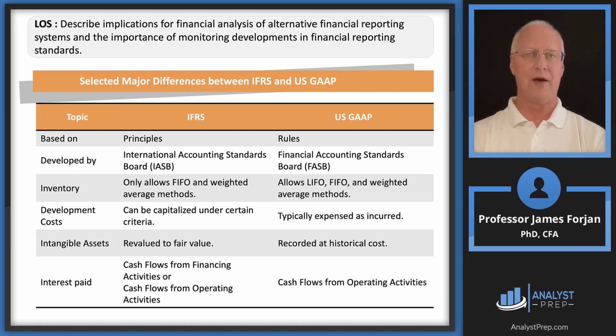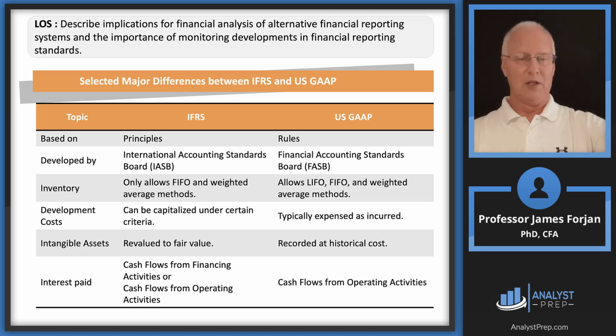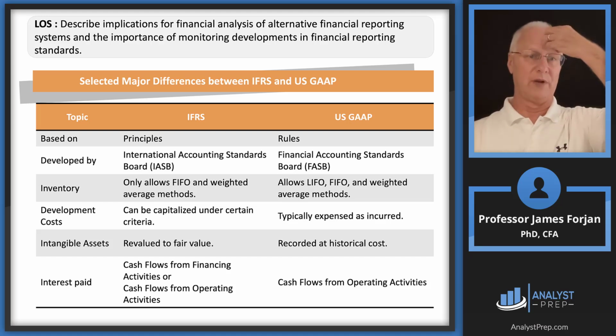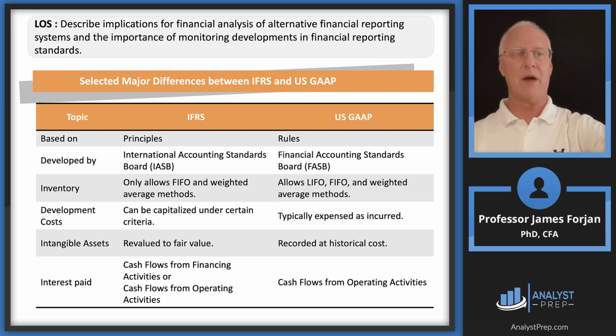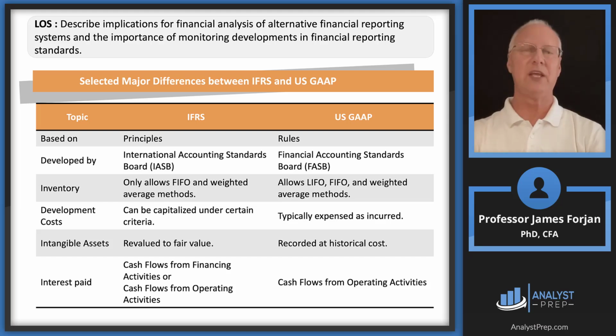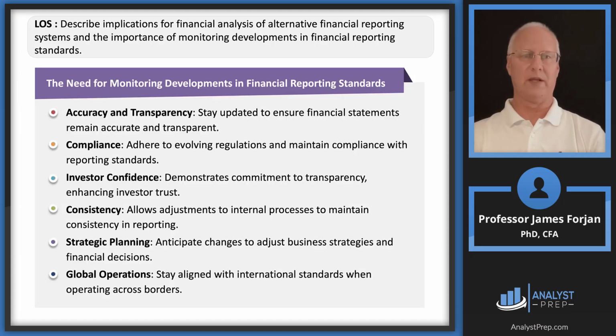My advice is to get your phone out. I do this regularly. Take a picture. This is taken right out of the learning module, so this is probably a good source of a question. Down the left-hand column, we've got four different topics: inventory, research and development, intangible assets, and interest paid on bonds or bank loans. You can see the differences there. So my advice is just to take a picture and memorize this stuff, because it's likely that one of these differences shows up on the exam.